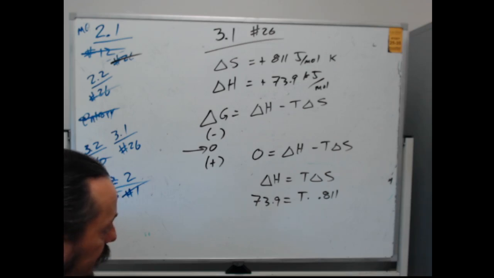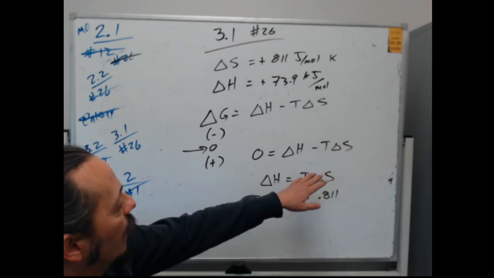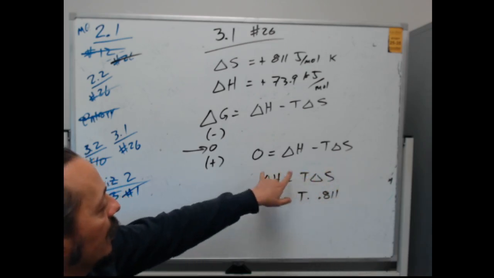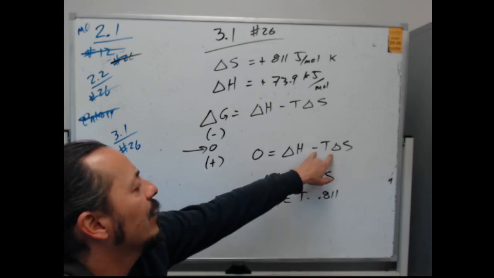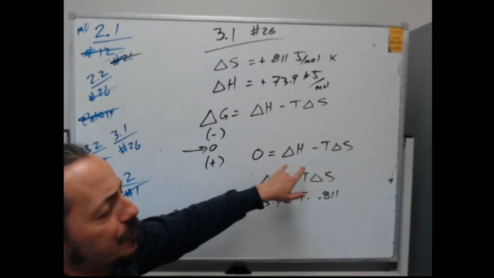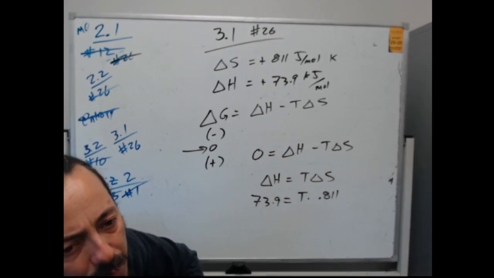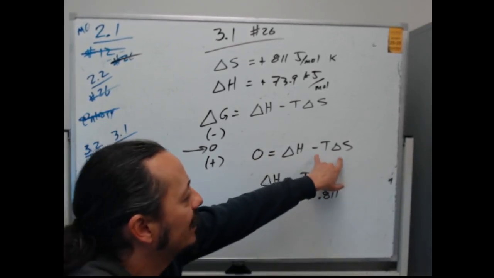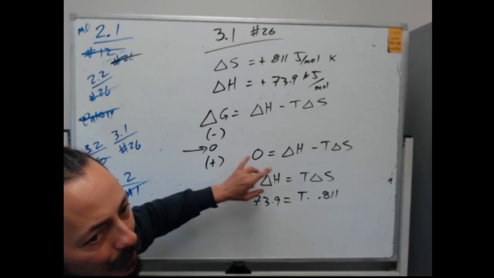Isn't it negative delta H equals T delta S? No, you can see it like negative delta H equals negative T delta S. I dropped the negative from both sides. Or you can see it like I added the T delta S over and then flipped it.